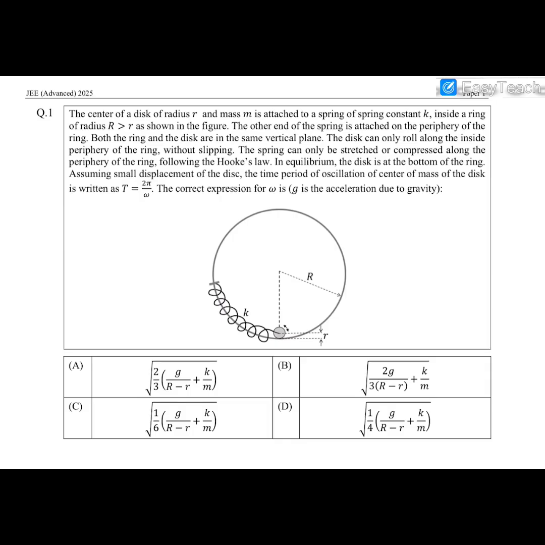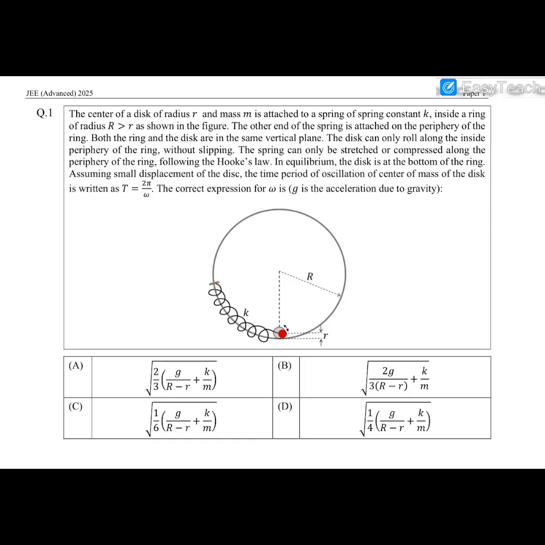In this video, we are going to discuss the detailed solutions of JEE Advanced 2025. So you can see that in this first question, there is a ring of radius capital R, and along the circumference of the ring, there is a spring whose axis is the circumference periphery of the ring, and the spring constant is K.